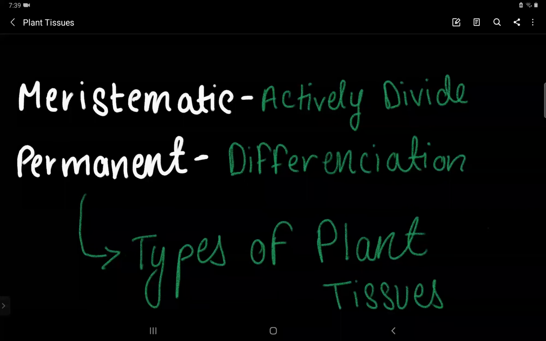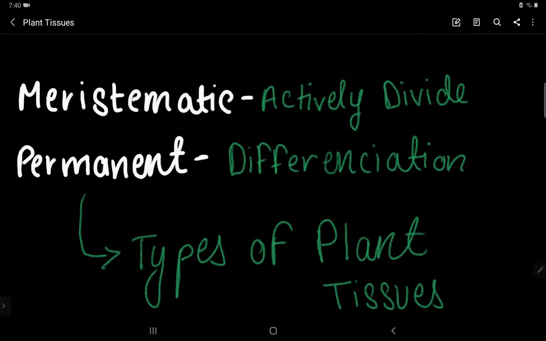Now let's see the meaning of meristematic and permanent tissues. Meristematic tissues are made up of cells that actively divide. In fact, that is their only function. They divide and increase the length and girth of the plant. They are divided into three subcategories depending on the location.